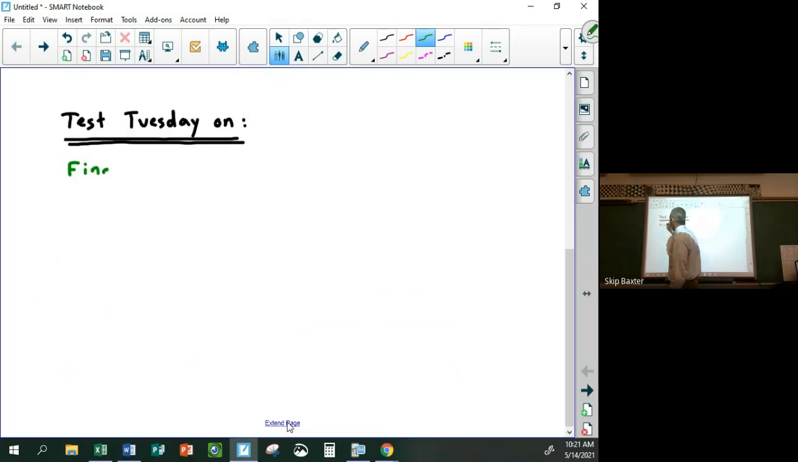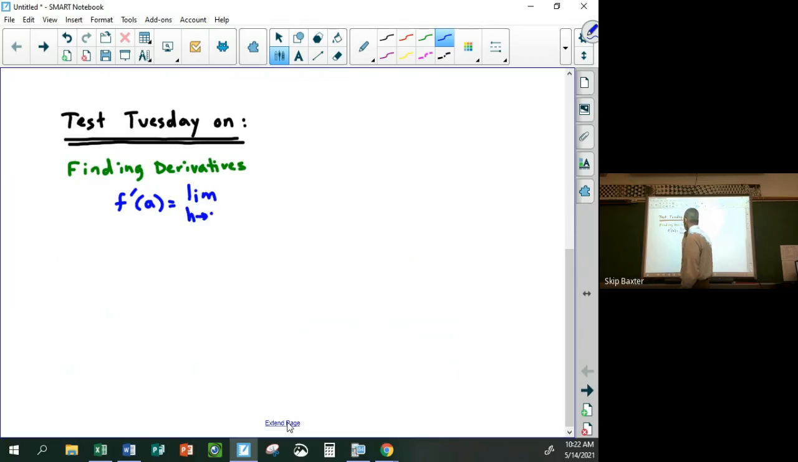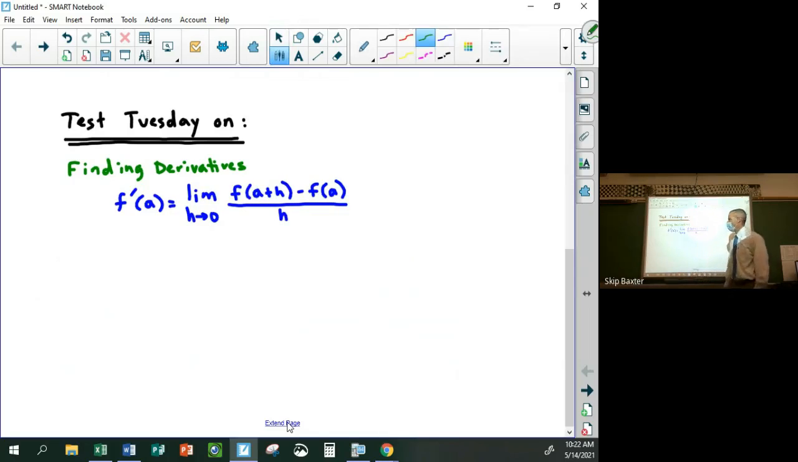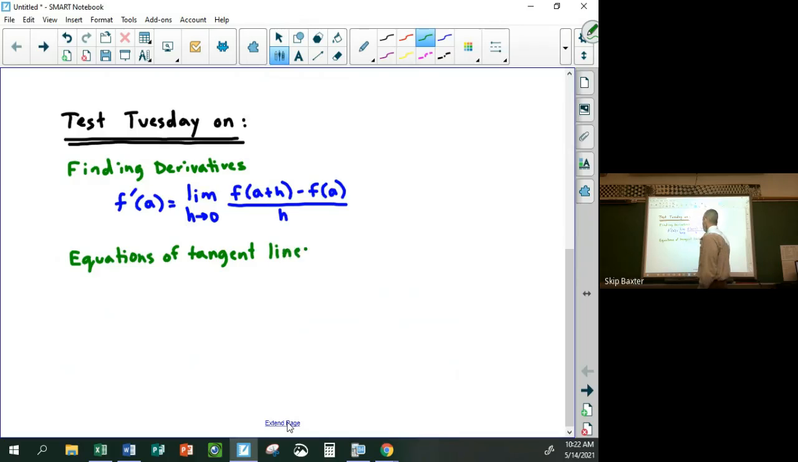Finding derivatives. So that's just using the limit formula, which is f prime of a equals the limit as h goes to 0 of f of a plus h minus f of a over h, using that formula. After that, we talked about equations of tangent lines. So instead of just finding the slope of the tangent line, you actually find its equation by finding a point and a slope and doing the point-slope formula.